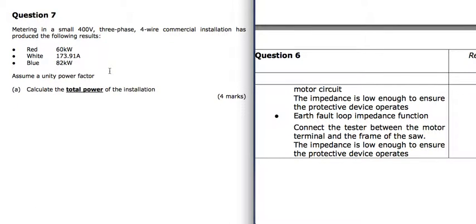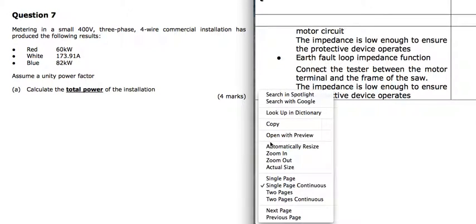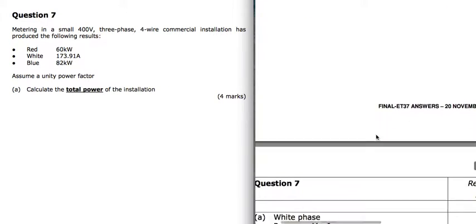Question 7, we've got some meters installed in a 400 volt 3-phase 4-wire. So as soon as you see 4-wire, that must be a star connection. So these will be connected in star. We're assuming a unity power factor. We're going to calculate the total power of the installation.